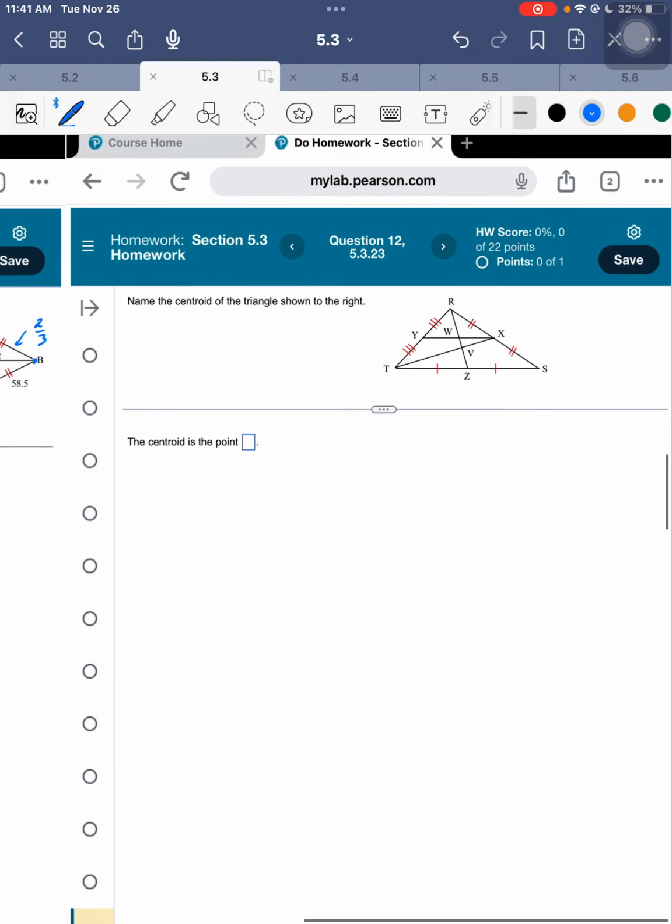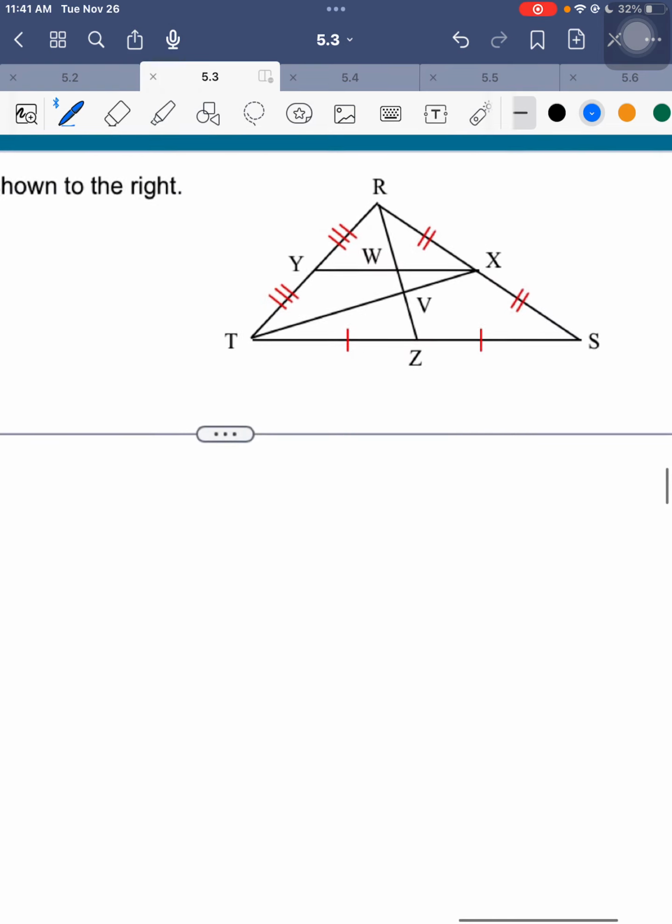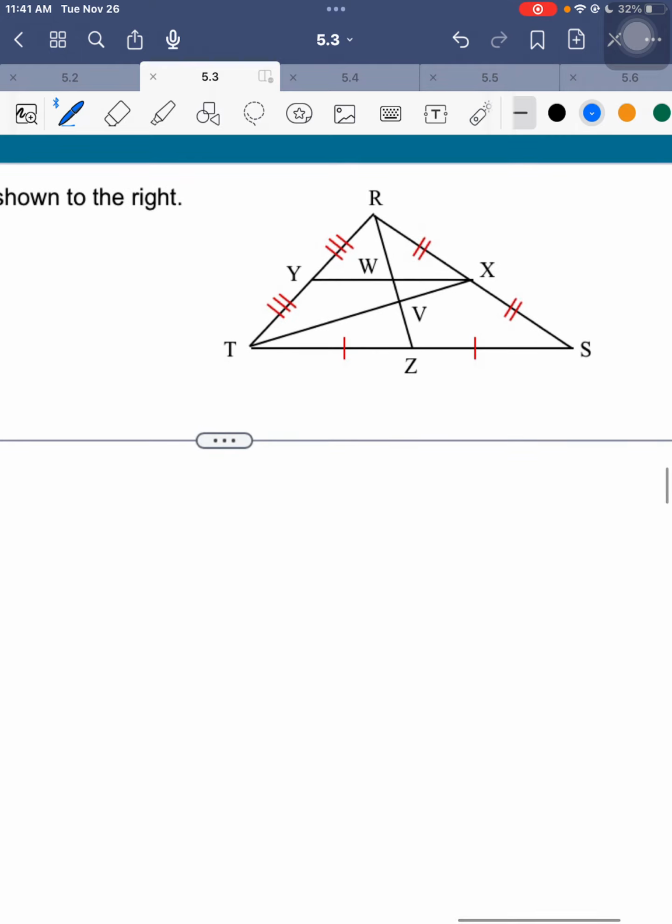Okay. Let's look here. Name the centroid of the triangle. So they want me to find the centroid. Let's work backwards. In order to find the centroid, what do I need? Medians. I need a point of intersection of medians. How do I find my medians? My medians start from my vertex to the midpoint of the opposite side.